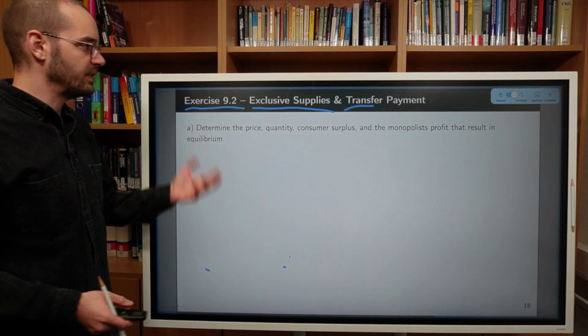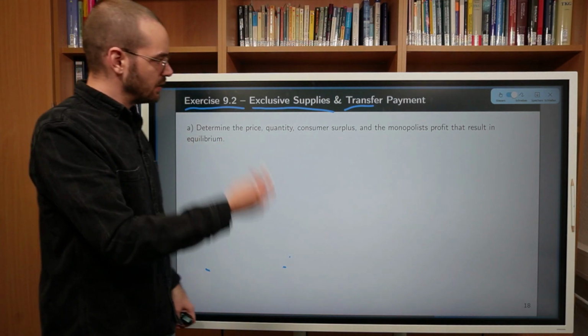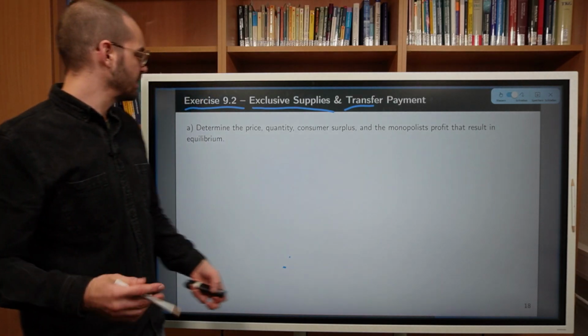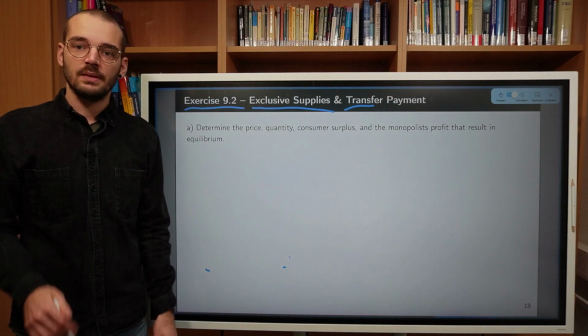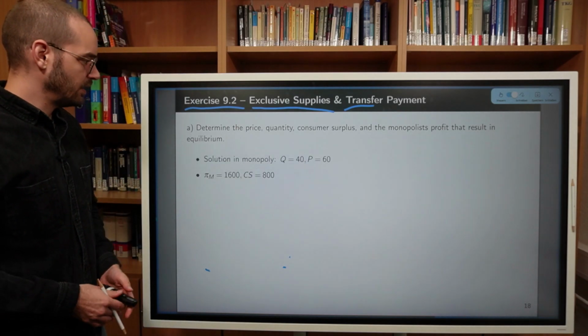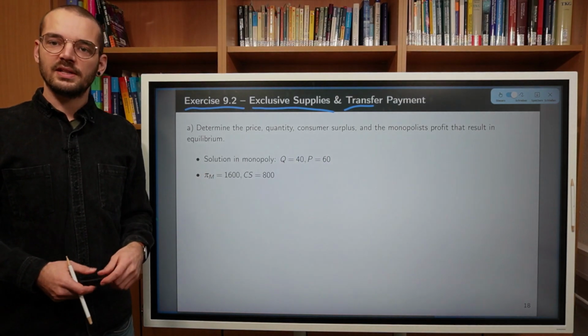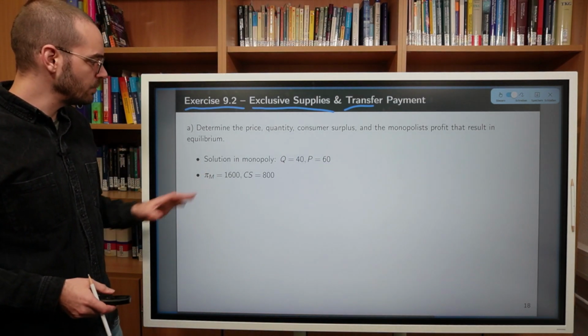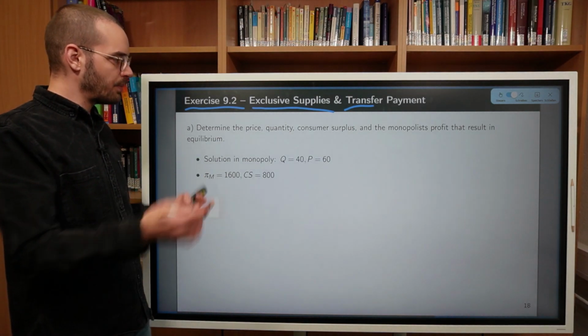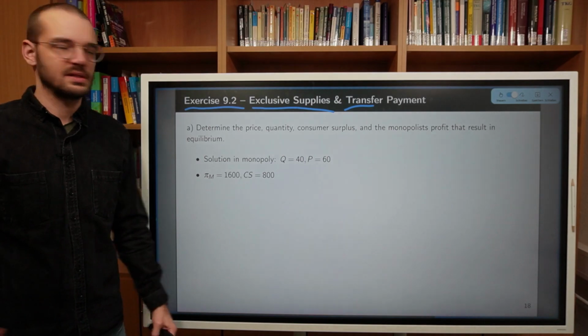So let's have a look at the result in the model as is. Derive the price, quantity, consumer surplus, and monopolist profit that result in equilibrium in this very simple model where there is one single monopolist. I'm sure I don't need to explain it in too much detail. We have a monopolist maximizing their profits for a given demand function, given costs, etc.